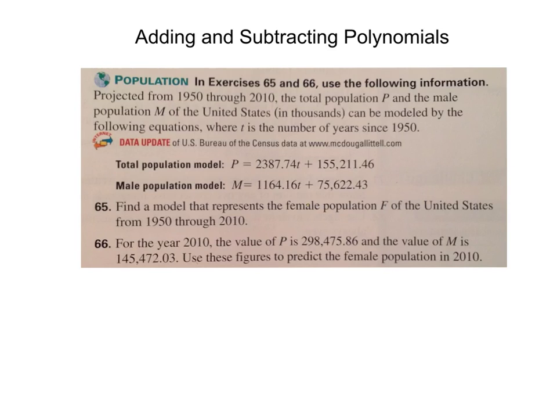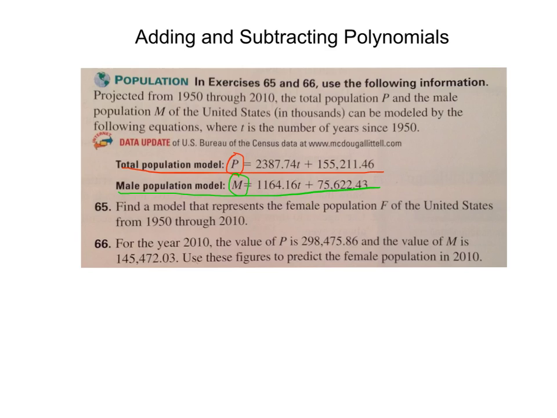Alright, so we're going to be solving this problem on population. The problem reads, projected from 1950 through 2010, the total population, P, and the male population, M, of the United States in thousands can be modeled by the following equations, where T is the number of years since 1950. So here's our two equations. We have the total population model, which is P, and then we have the male population model, which is M.